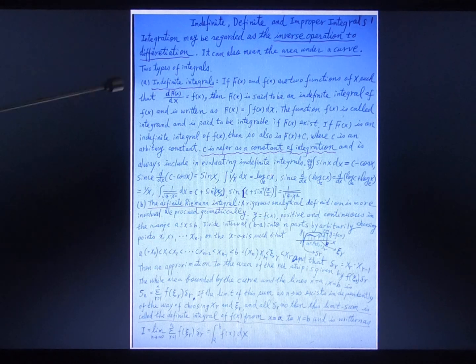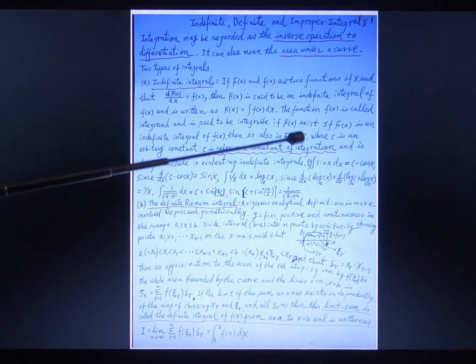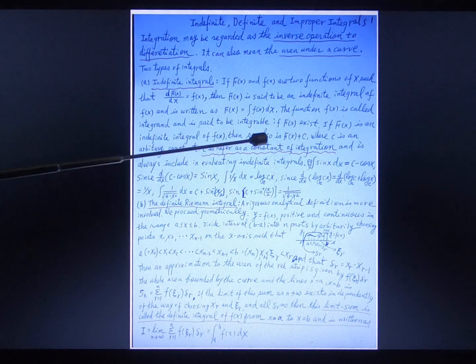And you can see the integration is, for example, F(x) is the integration of small f(x) dx. And actually, this f is the derivative. And the integration result is big F(x) plus C.